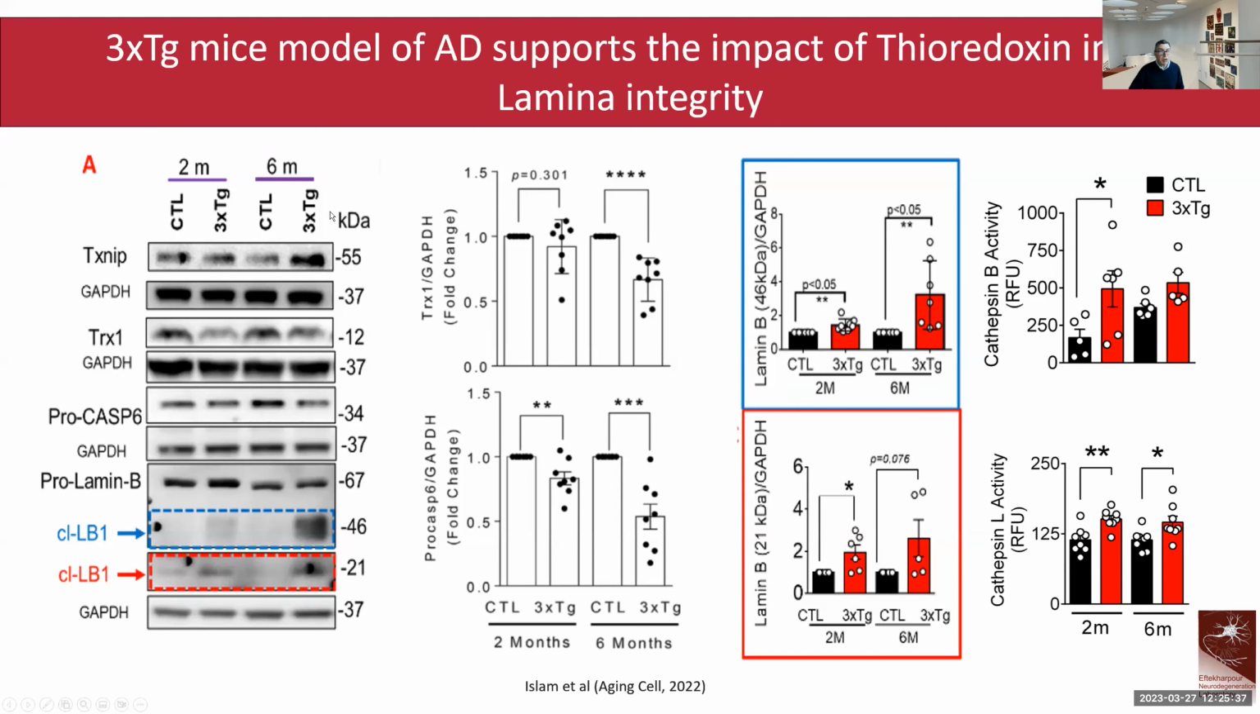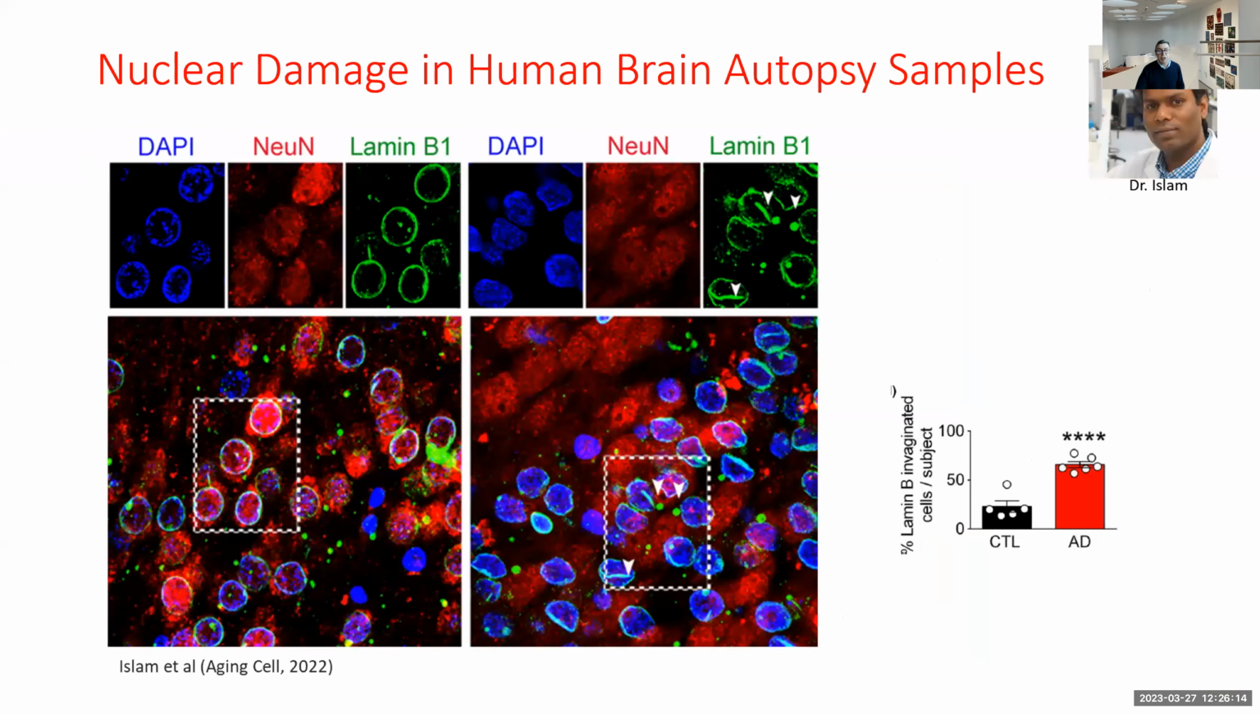So in this model, what it shows is that the depletion in the thioredoxin system is associated with an increase in lamin B level and cleavage of lamin B. Through a bunch of studies, we finally figured out what was the cause for the lamin B 21 kilodalton band, and we learned that this is cathepsin L activity and not cathepsin B activity. So cathepsin L was completely able to do that.